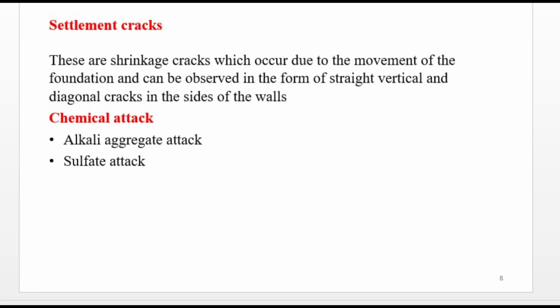Chemical attack. The chemical attack on concrete can result in potential issues such as cracks in concrete, volume change, and also it leads to structural deterioration. So, this significantly reduces the lifespan of a structure, and in severe cases, it leads to structural failure. So, the chemical reactions in buildings can cause cracks in structures due to expansive forces.